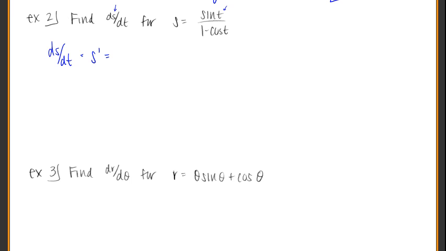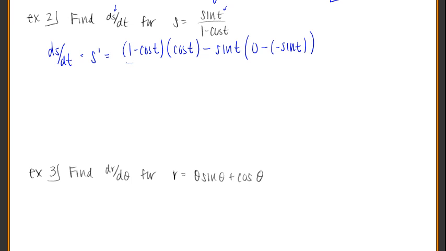All right, so either if you want to write it as ds dt, or s prime is going to be the bottom, so 1 minus cosine t times the derivative of the top, which is cosine t, minus the top times the derivative of the bottom. Well, the derivative of 1 is 0, minus, and the derivative of cosine t is a negative sine t. Okay, notice how I pay attention to the signs there. I want to make sure I get everything in there, get all my negative signs if I need them. And then all over the bottom squared.